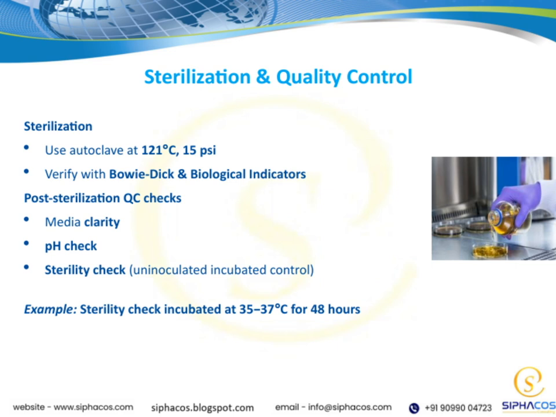We also perform a pH check to ensure the media's acidity or alkalinity is within the correct range, indicating proper media preparation. Finally, we do a sterility check by incubating an uninoculated control sample at 35 to 37 degrees Celsius for about 48 hours. If no growth occurs, it confirms that the sterilization process was successful. All these steps are essential to guarantee that our sterilized materials are safe and ready for use, tying back to our overall goal of maintaining high standards in laboratory quality control.